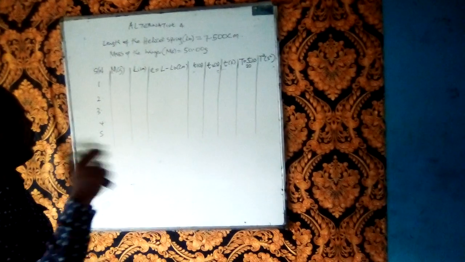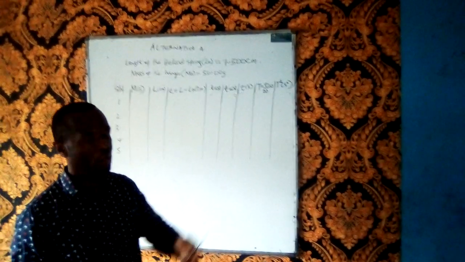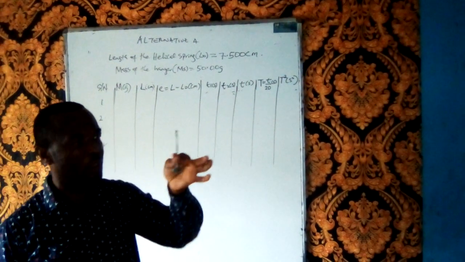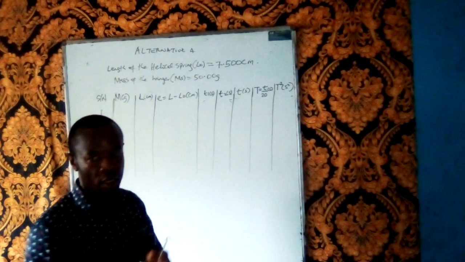So the question, we're going to first measure the length of the helical spring. The length of the spring, the one I have here, is 7.50 cm. Then I have a mass hanger, for hanging the weight. The mass hanger here is 50.00 grams.